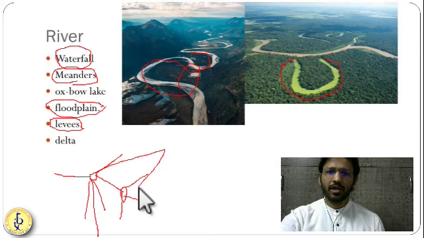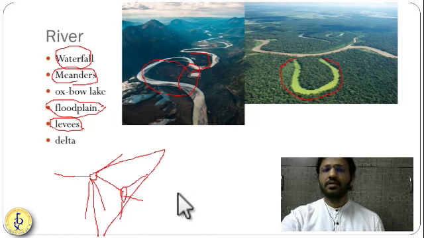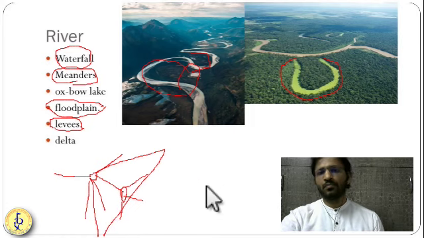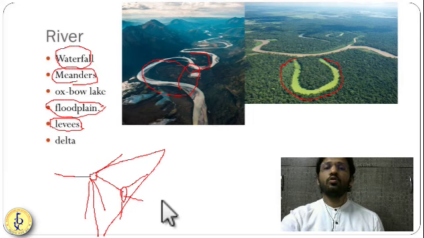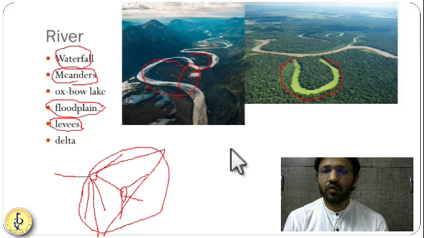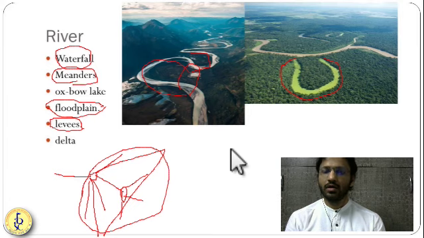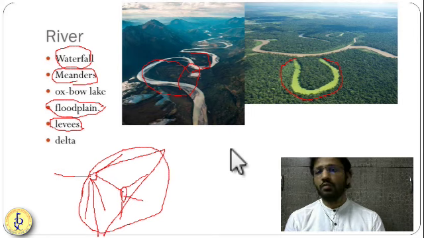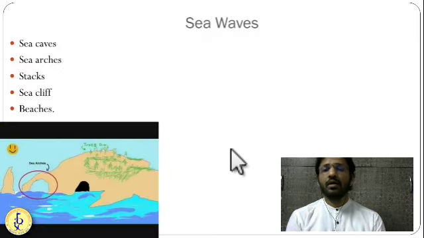They will be triangular shaped. This is known as delta. Okay. So at the mouth of the river, this triangular shaped thing will be formed. We'll call it a delta. So this delta is formed at the mouth of the river. So this is a depositional feature of the river. Okay. So these are the various landforms created by the river.